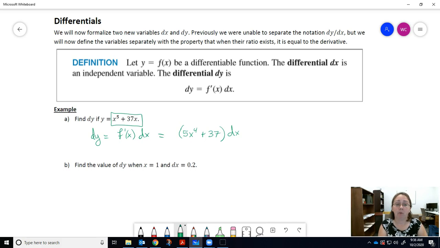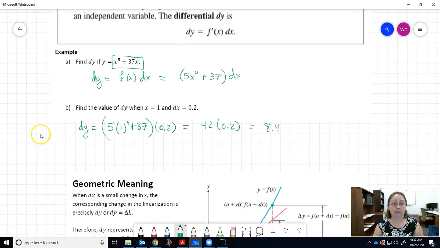Now, find the value of dy when x equals 1 and dx equals 0.2. I'm going to show you geometrically what this means in a minute, but for now, let's just plug it in. So dy is equal to 5x to the fourth plus 37. And this is why the parentheses are important, because all of that is times the dx, 0.2. So if we work it out, that's 5 plus 37, so that would be 42 times 0.2, which would be 8.4.